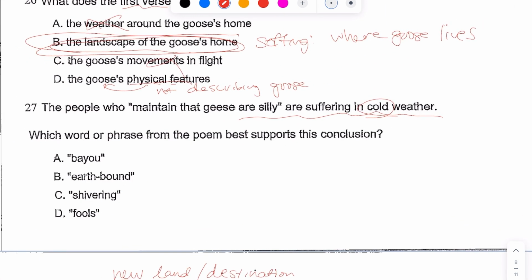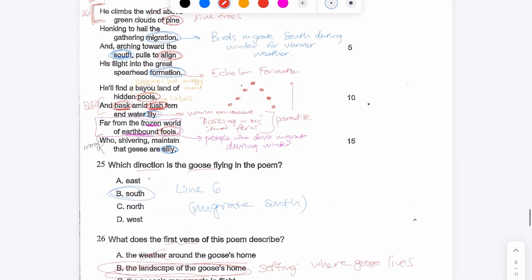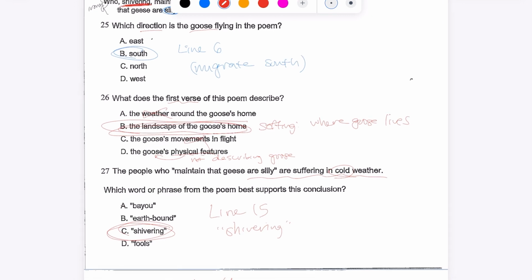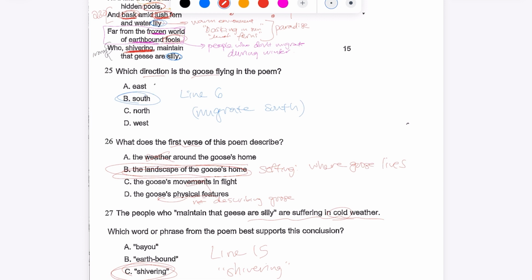Next, 27. The people who maintain that geese are silly are suffering in cold weather. Which word or phrase from the poem best supports this conclusion? So here we see, of course, cold weather. That refers to the shivering in line 15. And shivering means that you're shaking in cold weather to try to warm up. So this is referring to the people who are shivering, who are laughing at this goose for migrating, but the goose is kind of laughing back at the people who are calling the goose silly, because the humans aren't migrating, so they're freezing in the winter, whereas the goose is basking in the sun. There's a lot of irony there that the poet used.